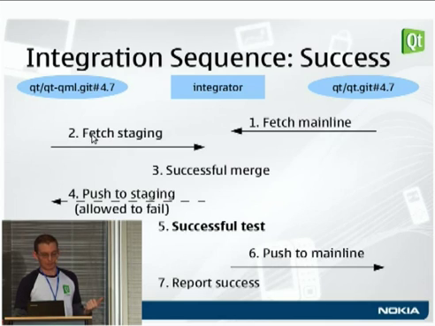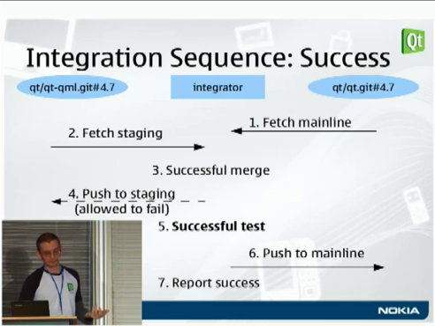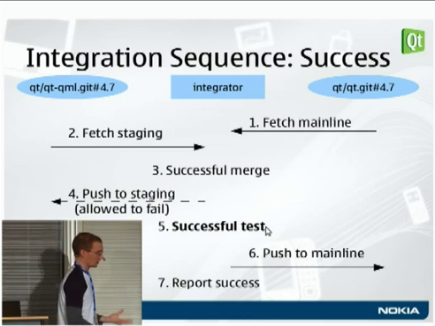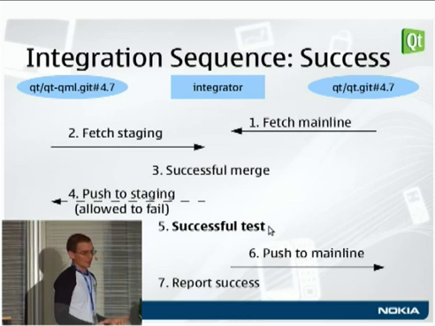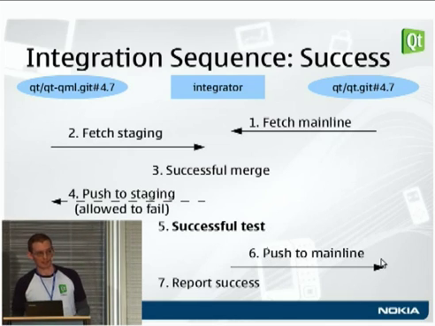Okay, so the most important part of this process is that we actually do the test. So in this case, we've done a test and it's successful. And then we're going to push our tested version of Qt to the mainline repo. And then we tell people that their changes were integrated. We report the success. Okay, so that's hopefully the most common case, success.